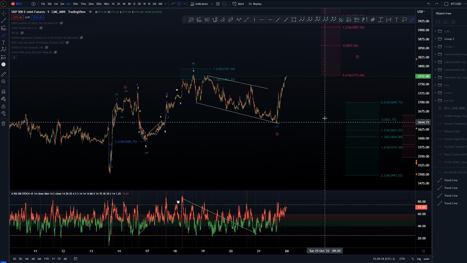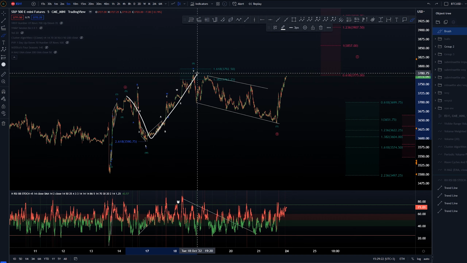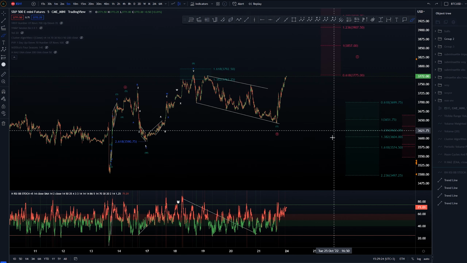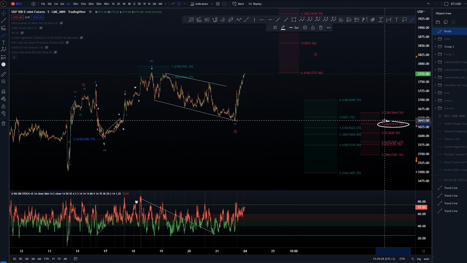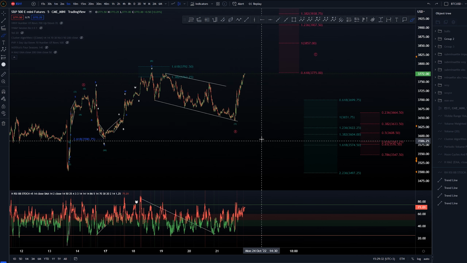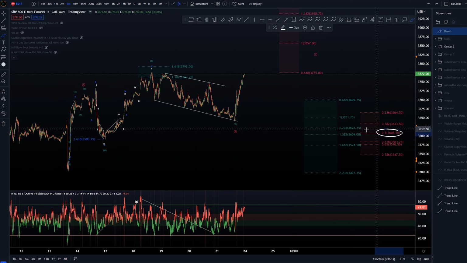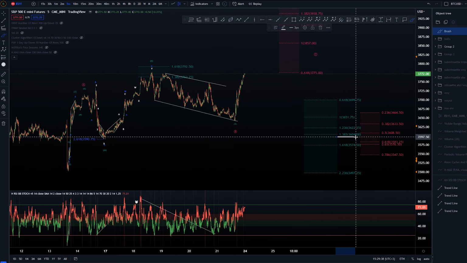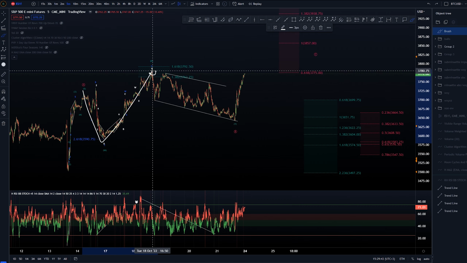Wave Y did hit the 1-to-1 extension here of this W wave, pivoted from the X wave downwards, but again it did not really hit anything else. We did not hit the 0.382, which would make it a bit more likely to be the scenario. If this was to be the case, I definitely would have liked it to get to the 0.5 here, where we would have the 1.382 extension of this wave W, pivoted again from the X wave.